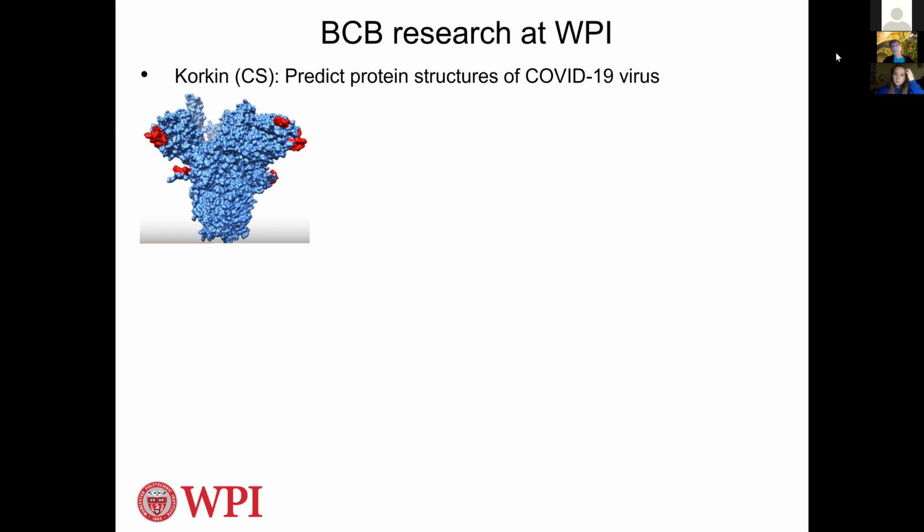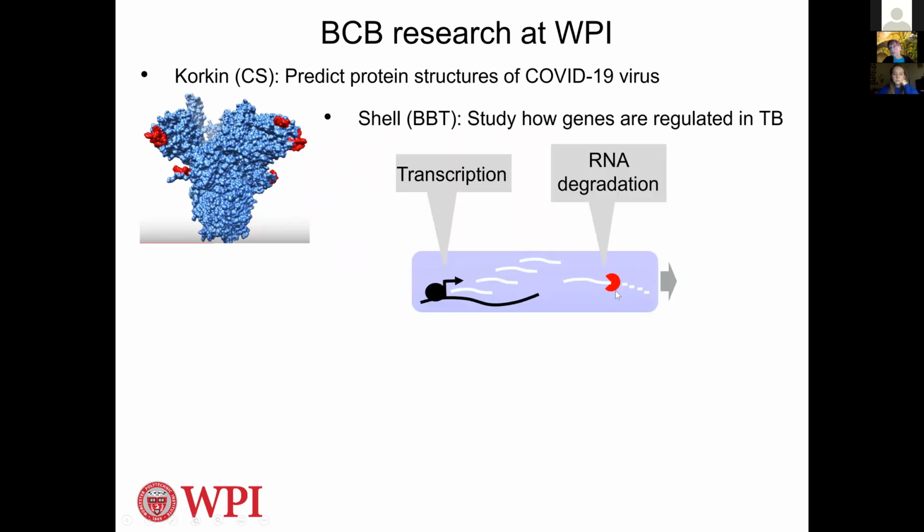Now, another example, Scarlett Shell, in the biology and biotechnology department. Her lab studies how genes are regulated during tuberculosis. And so she looks at transcription of genes from DNA into RNA and also degradation of those genes. Both transcription and degradation control the amount of RNA in the cell, and that in turn controls the amount of protein that's turned on in the cell. And it turns out that the TB organism is very clever in the way it can regulate its RNA to sort of hide from the host immune system over a long time. And so she's trying to understand how that works.